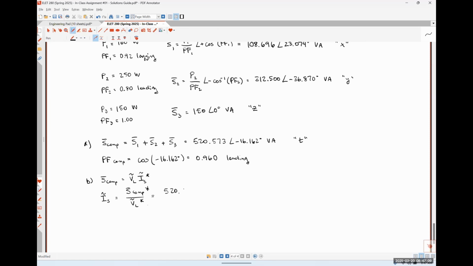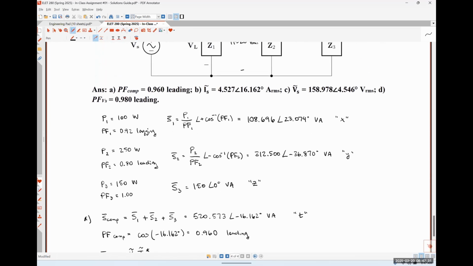So 520.573 angle positive 16.162 degrees volt ampere, because the conjugate operation simply switches the sign of the angle on the polar form complex number.